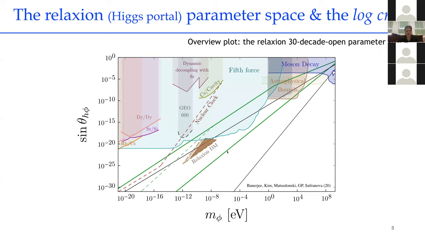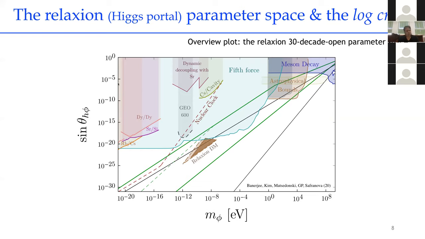This is describing this parameter space. On the horizontal axis, we have the mass of this scalar. And on the vertical axis, we have sin theta h phi, which is just later, I think I switched it to sin theta, so I apologize in advance. But what is this sin theta? This is the mixing of the scalar with the Higgs. So to some extent, you can think about it as a very weird Higgs portal candidate.